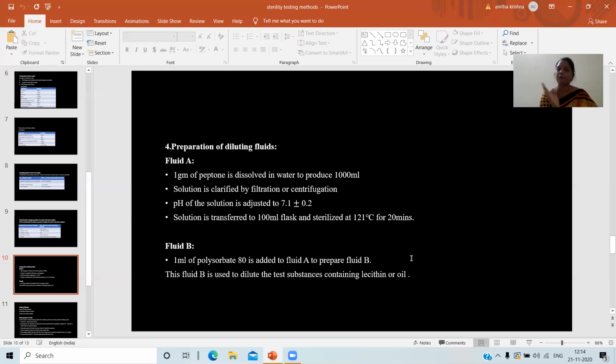And if you add 1 ml of polysorbate 80 to your fluid A, then it becomes your fluid B. So this fluid B is generally used when the product to be tested contains lecithin or oily substances. Under such conditions, you use your fluid B.